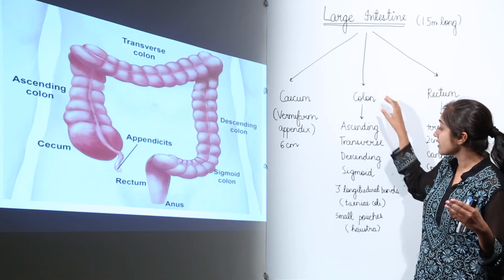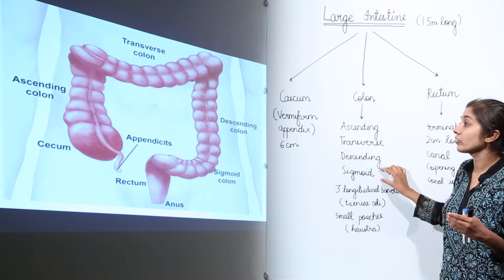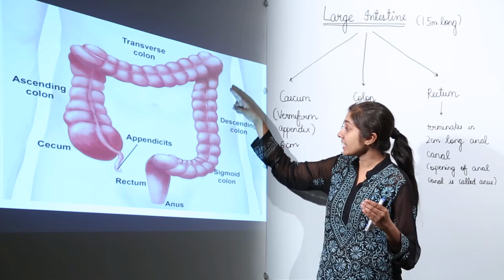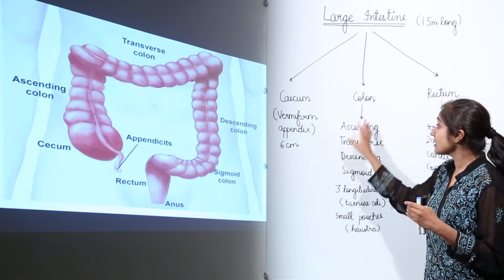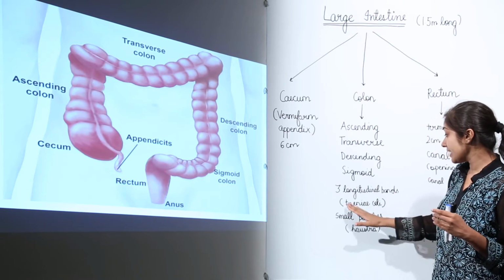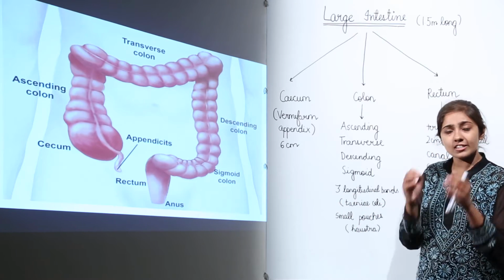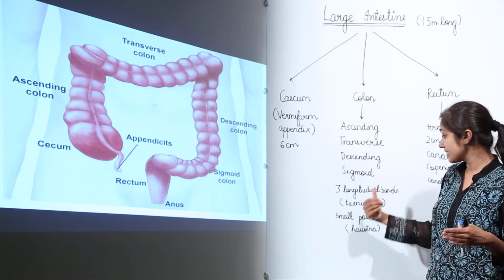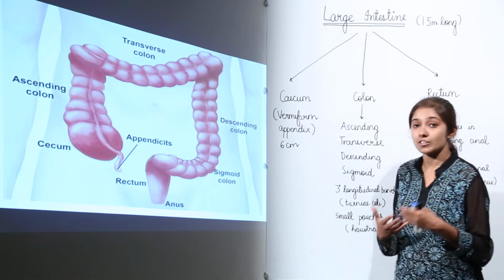Then we have the colon. Now the colon is divided into ascending colon, transverse colon, descending colon and sigmoid colon. As you can see, ascending colon, transverse colon, descending colon and sigmoid colon. And this colon region has three longitudinal bands which we call taenia coli, and there are small pouches which we call haustra. You just need to remember the names: three longitudinal bands are taenia coli, and small pouches are haustra.